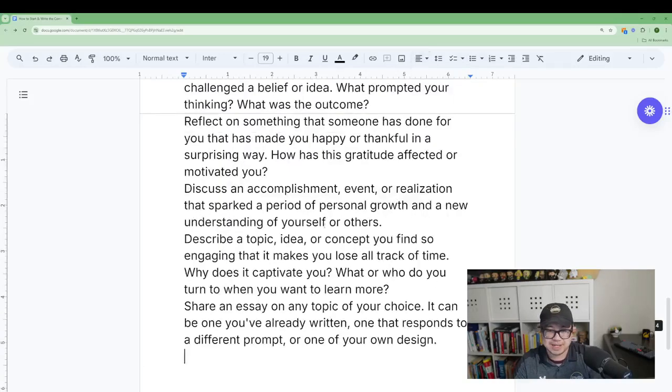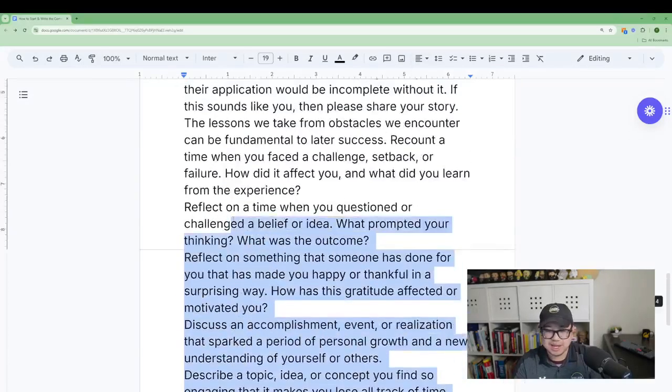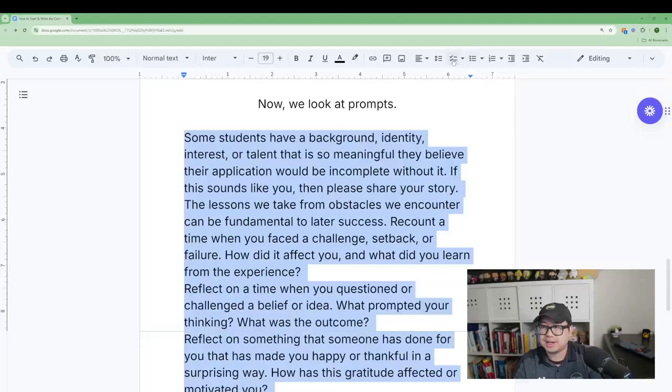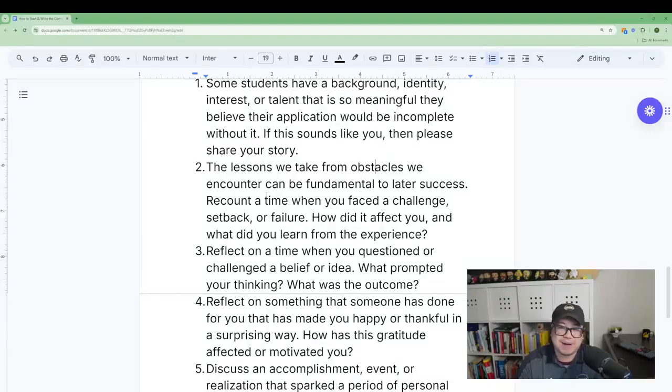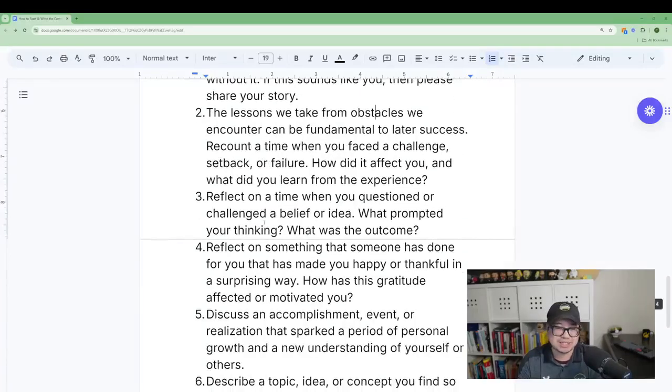So if you look at the Common App, here are the new prompts as well. The first prompt is: some students have a background, identity, interest, or talent that is so meaningful they believe their application would be incomplete without it. If this sounds like you, please share your story. Number two, the lessons we take from obstacles we encounter can be fundamental to later success. Recount a time when you faced a challenge, setback, or failure. How did it affect you, and what did you learn from the experience?